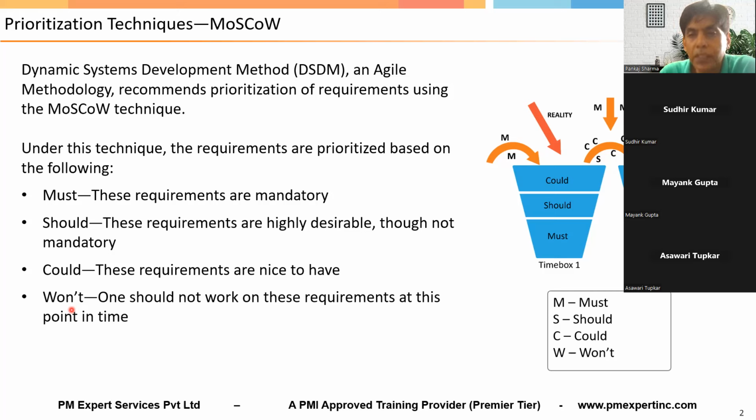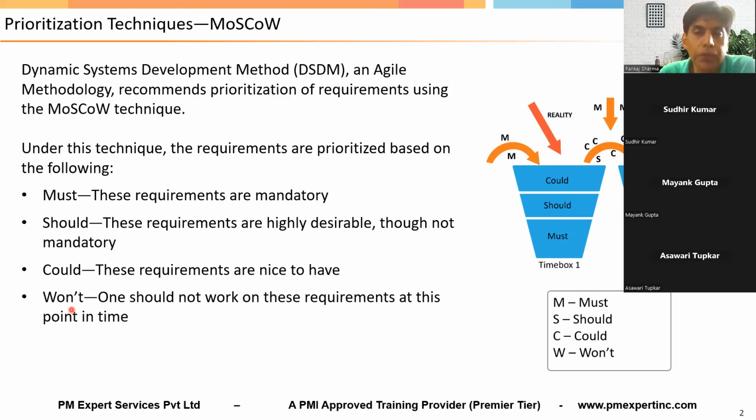No questions? Now see, this method of prioritization originated from Dynamic Systems Development Method, right? Which is a very popular agile methodology, originated in around the mid-90s. DSDM, the latest version of Dynamic Systems Development Method, is also called DSDM Atern, right? Now, any question on must have, should have, could have, and won't have requirements? No questions?